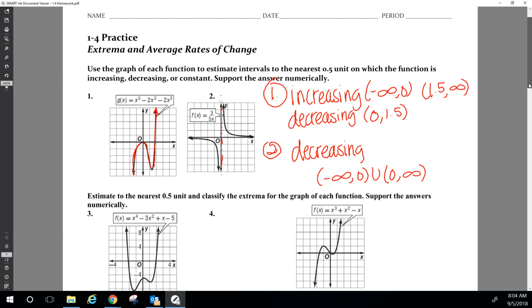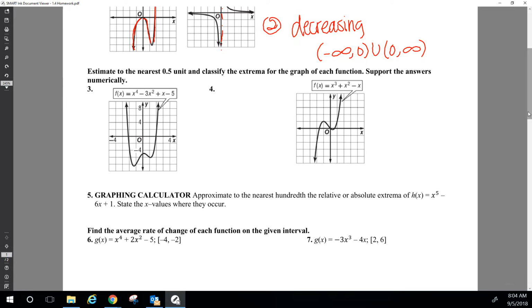All right. For number 3, it also says estimate to the nearest half unit and classify the extreme of the graph of each function. Support your answers numerically. I'm not too worried about supporting your answers numerically. Really, I just want you to be able to identify.